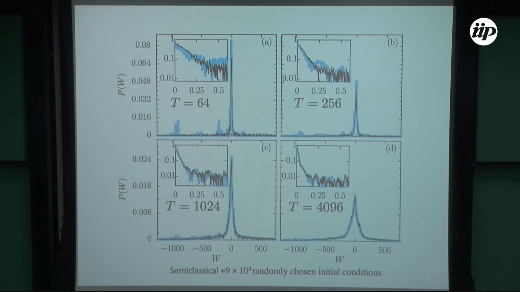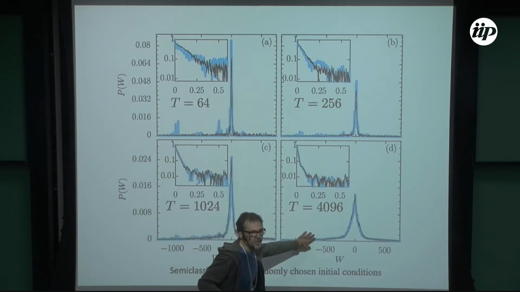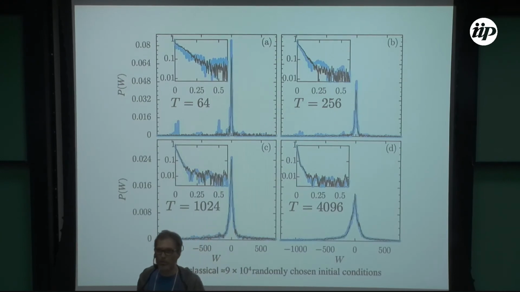This is for 256, 1,000 and 4,000. Look, for 4,000, our semiclassical expression is perfect, okay? The characteristic function works very nice. Also for 1000, okay, works very nice.